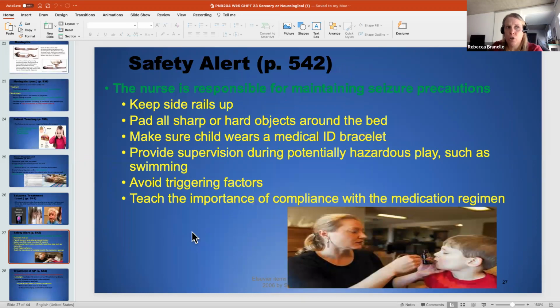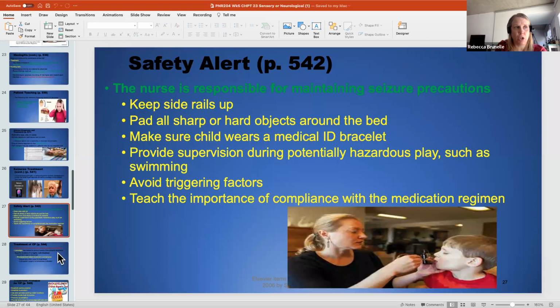And this is the same for adults and in children. There are certain responsibilities you have as a nurse when you're taking care of a patient who has a seizure disorder: making sure the side rails are up, that they don't have any access to sharp objects, that they always have their medical ID bracelet on. You need to educate parents about the increased risk around water if they were to have a seizure in the pool, et cetera. If they have any triggers, make sure they're avoiding those, and make sure they understand the importance of taking their medication as prescribed.